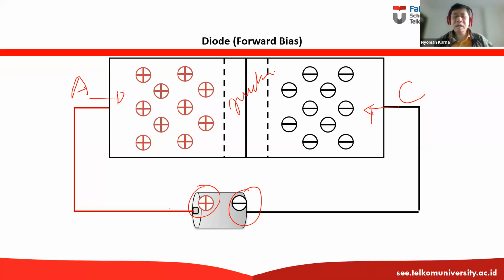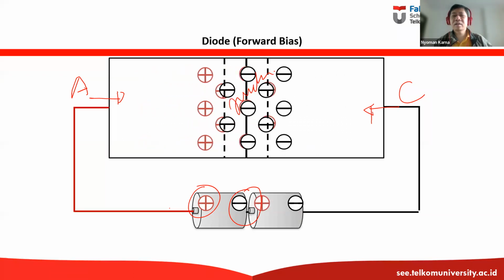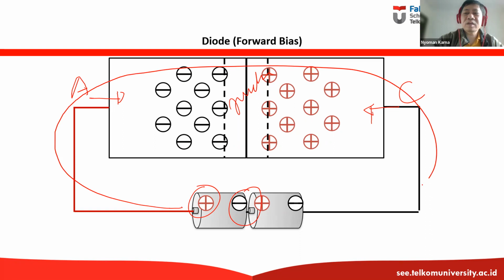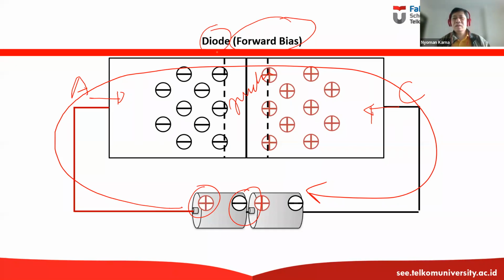How about if I put another battery in here? Then in this case, the battery will have a strong enough power to push the proton and also the electron to go through the junction. So in this case, the current will flow here. This is what we call forward bias. And this combination is called a diode. Okay.